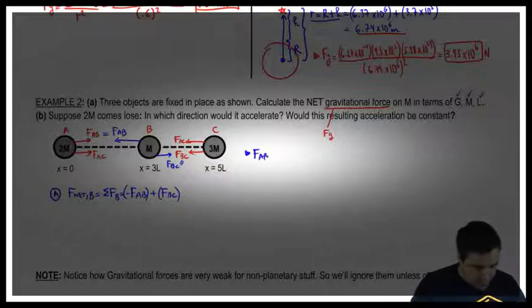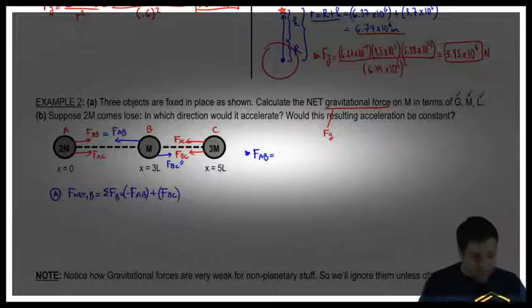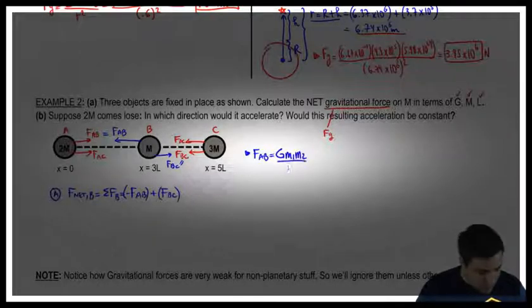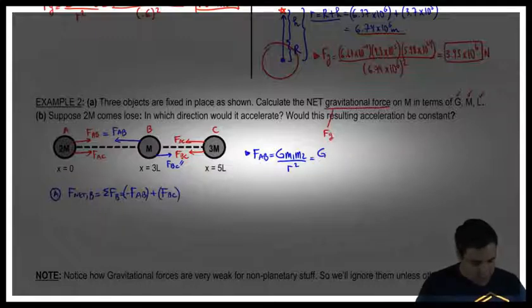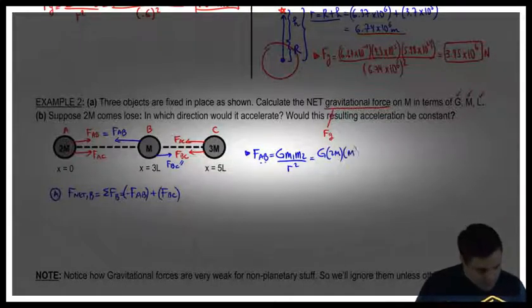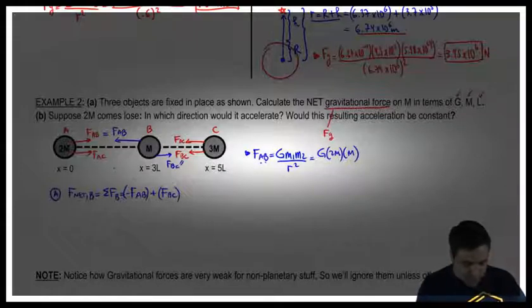What is the force between A and B? Well, a gravitational force is always going to be G mass 1 mass 2 over distance squared. Okay? So between A and B, it's G. A and B tells me that it's between masses A and B. So mass A is 2m. Mass B is m. And the distance between them, this is 0, this is 3L. So the gap between these two guys is 3L.